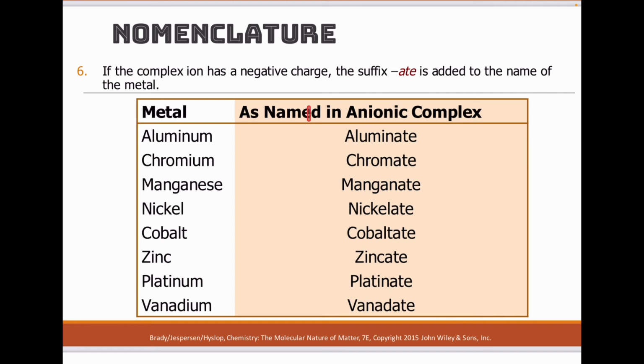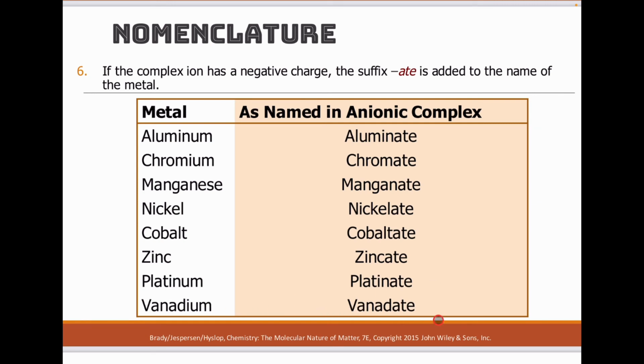Okay, so we look at this. The negative charge means that it is an ionic complex. So we look at the metal aluminium: the name in an ionic complex is aluminate, chromium is chromate, manganese is manganate, nickel is nickelate, cobalt is cobaltate, zinc is zincate, platinum is platinate, and vanadium is vanadate.